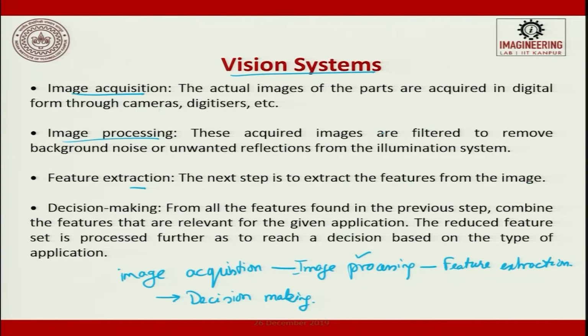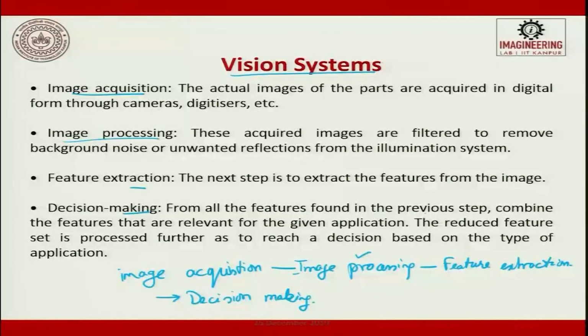First, you have only removed the background noise, you have done some corrections in the image. Then from that image whatever you have acquired, now you have to extract features, so that these features can be used for some output. Then from the extracted features, you try to take decisions whether this information is correct or wrong, or what more information it is giving. From all the features found in the previous step, combine the features that are relevant for the given application. The reduced feature set is processed further to reach a decision based on the type of application.